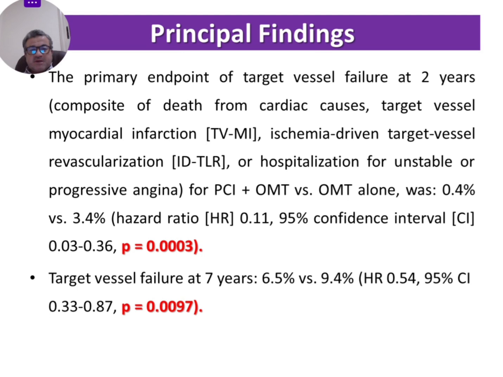The principal findings: the primary endpoint of target vessel failure at 2 years, a composite of death from cardiac causes, target vessel myocardial infarction, ischemia-driven target vessel revascularization, and hospitalization for unstable or progressive angina, for PCI plus optimal medical therapy versus optimal medical therapy alone, was highly statistically significant. The P-value is about 0.0003. The target vessel failure at 7 years also showed a highly statistically significant difference in favor of PCI plus optimal medical therapy over optimal medical therapy alone.